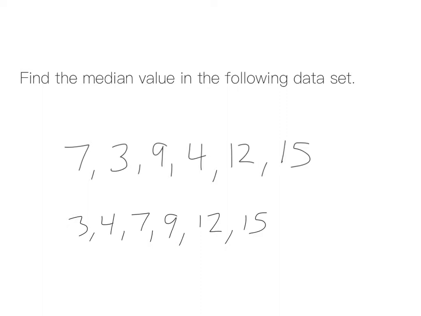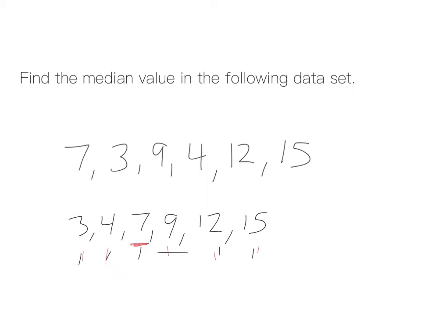So maybe it's 9. If it was 9, then I'd have 1, 2 on the right, but 1, 2, 3 on the left side. Okay, so that's not going to work. Well, maybe it's 7. Maybe 7's the middle value. So I'd have 1, 2 there, but then I'd have 9, 12, 15. So it's not the median either. So what are we going to do here? Okay, so this is going to happen pretty often.